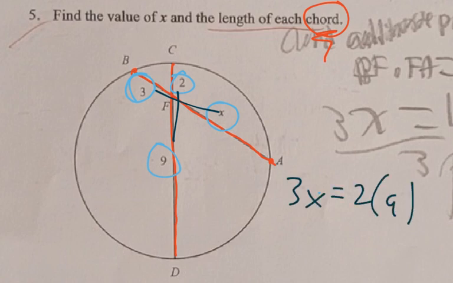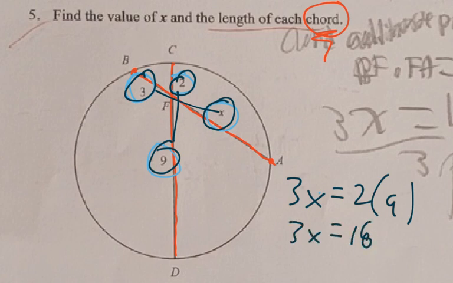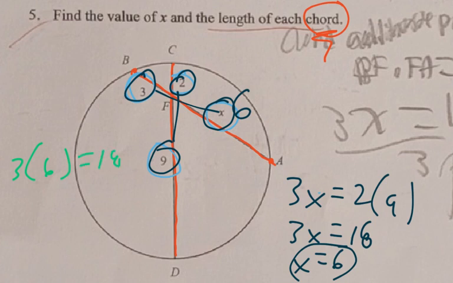So whenever chords intersect inside the circle, basically just think, I'm just going to cross multiply. So this piece times this piece equals this piece times that piece. And so notice 3x equals 18. Dividing by 3, x is 6. Let's double check my math. If I do 3 times 6, that's 18. And of course, 2 times 9 is also 18. And so, what's the value of x? It's got to be 6.